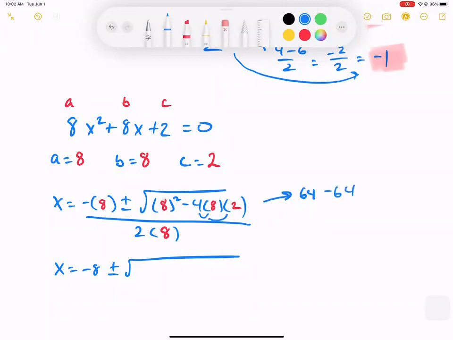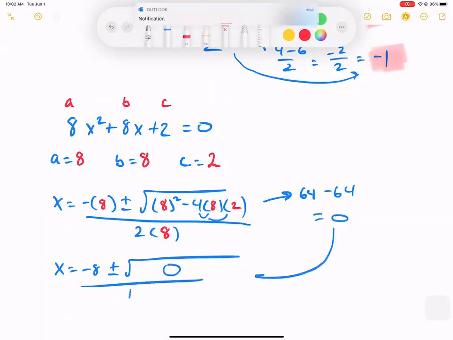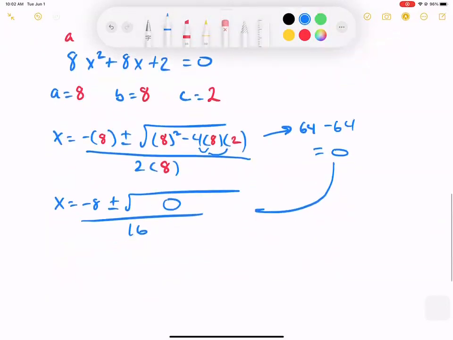Hey, what's 64 minus 64? Turns out that's actually going to be 0 for us. So we can bring this back into the square root, and that's going to be 0 all over 2a, which is 16. So sometimes we actually end up with 0 here. x equals the square root of 0, which is 0. That gives us negative 8 over 16. You can say plus and minus 0, but that just cancels out. And negative 8 divided by 16 is negative 1 over 2, because we can divide them both by 8. So sometimes we end up with 0, which is great. That means our answer is negative 1/2.